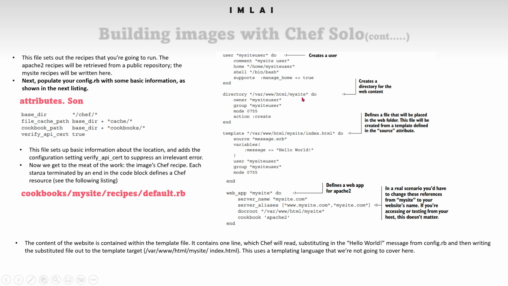Here it is. It creates a mysite user. After creating the user, let's create a directory for the web content. So that's the user, then the directory, and then the template defines a file that will be placed inside the web folder. This file will be created from a template defined in the source attribute. Once this is done, the web app defines a web app for Apache 2, and all the placement into the hosting directory is also being done.